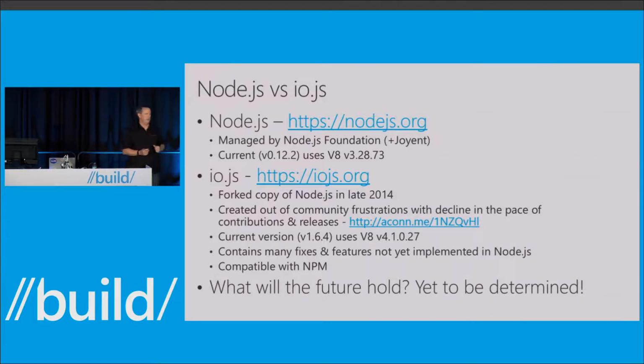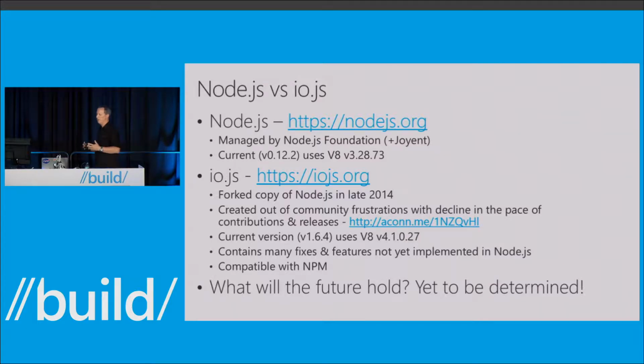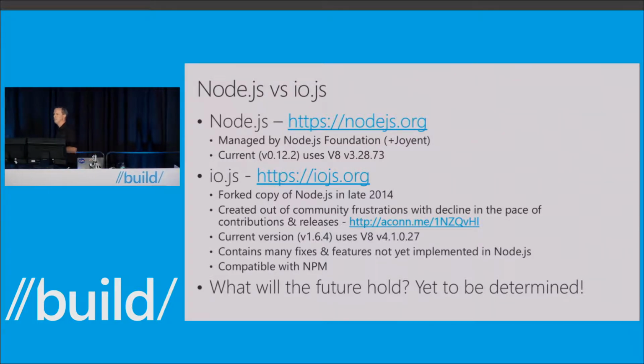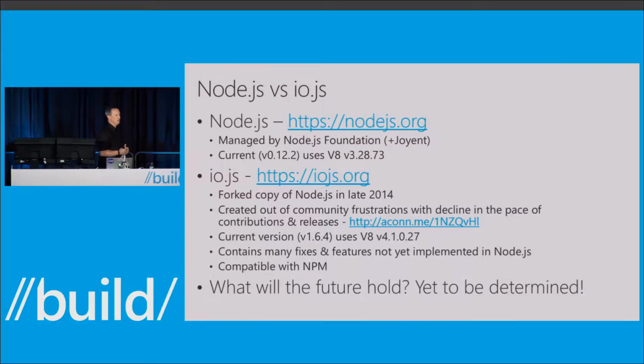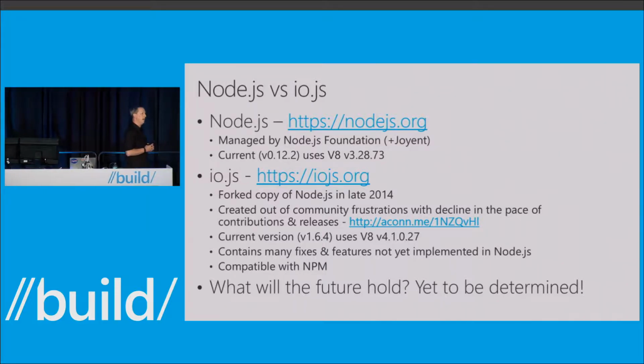What is IO.js? IO.js is a fork of Node.js. So why did they fork it? Well, in 2014, the contributions and the release schedule of Node.js really started to slow down quite a bit. Now, why that is, I'm going to leave other people to go through and give their reasons and blame, but the community was getting a little frustrated and wanted to see more innovation and faster releases. So they first created this thing called Node Forward, and then they eventually renamed it to IO.js.